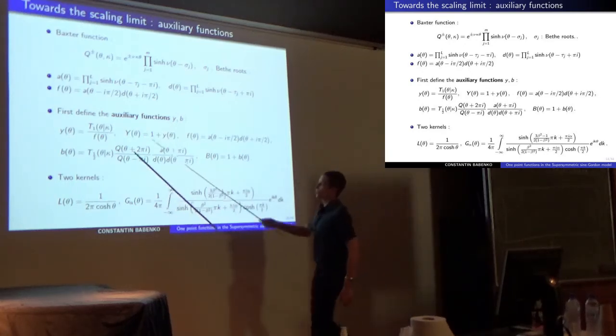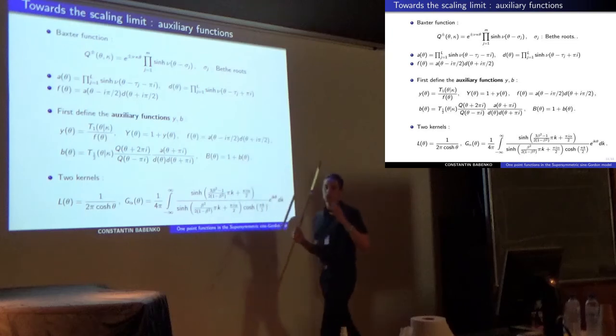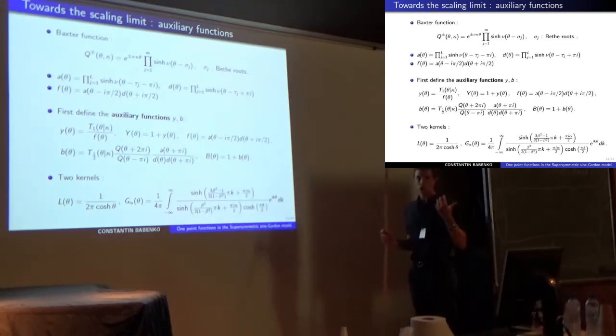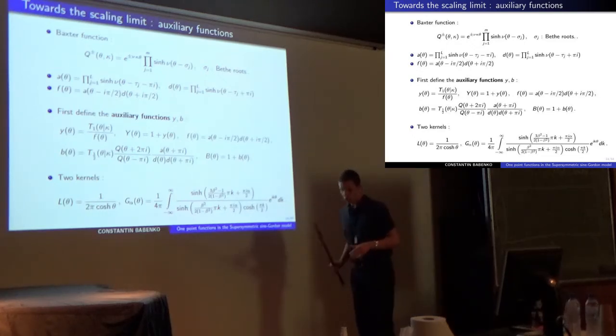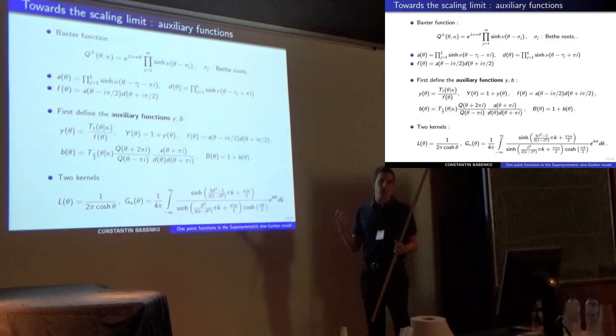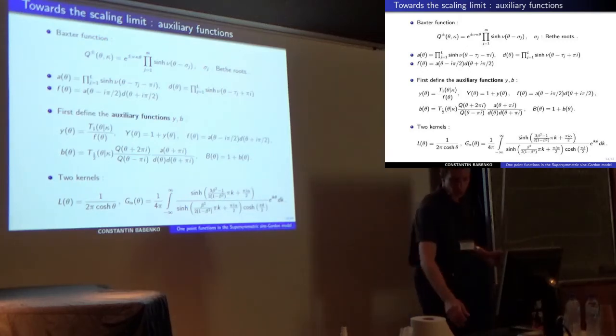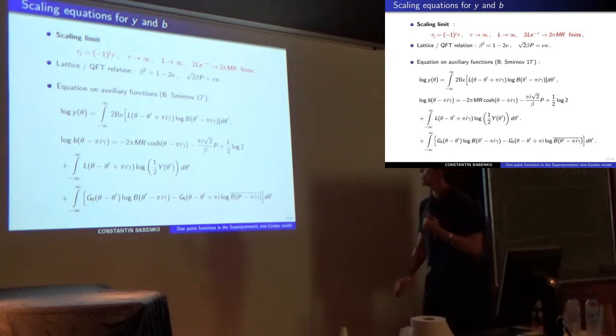So now these two functions, Y and B, we can write functional relations among them. They come from a TQ relation, a fusion relation on the lattice. Then we take this functional relation and put it in an integral form. And in this integral form, we can take the scaling.